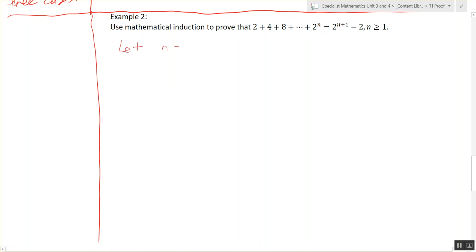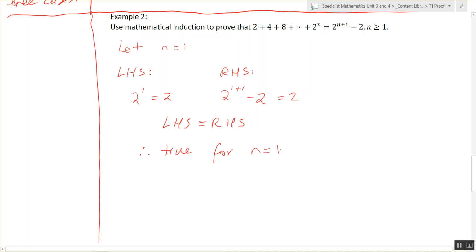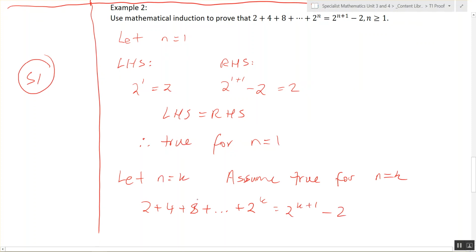We start with let n equal 1. So we will do the left-hand side. It's just 2 to the power of 1, so the left-hand side equals 2. You don't have to show any left-hand side, right-hand side for step 2 when you sub in k, because you're just assuming. The right-hand side is 2 squared minus 2, which is 2. Left-hand side equals right-hand side. Therefore, true for n equals 1. That's the working out for step 1, and that's step 2.